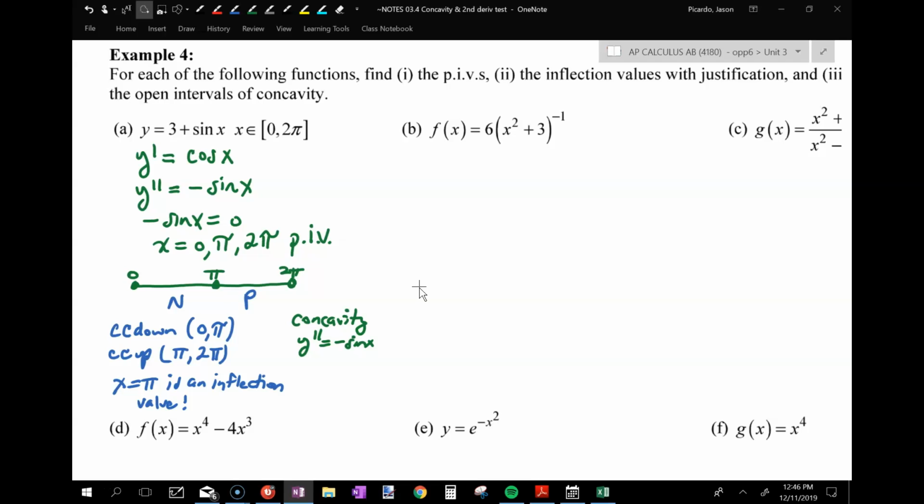What's going to happen now? The algebra is going to get hard. The algebra is going to get hard. So, yeah, this next one's going to take up some room, okay?